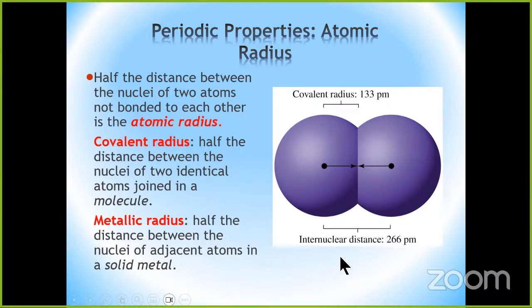So to find the atomic radius, you take the distance between the two nuclei and divide it by 2, and that will give you the atomic radius in this particular molecule. Now, the metallic radius, if you're dealing with metallic elements, is half the distance between the nuclei of adjacent atoms in the solid metal. So it's kind of similar to the covalent radius, but it applies to the structure in the case of a metal.